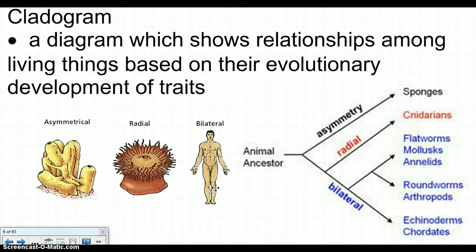So what seems to have happened is that we have this early animal ancestor, and the first type of animals to evolve or branch out from our ancestor were the sponges, and they were asymmetrical. Then secondly, we had the radially symmetrical animals, and then we have the bilateral animals. So the oldest ones are the asymmetrical ones. The radial ones were next through evolution, and then the bilateral animals are more recent.